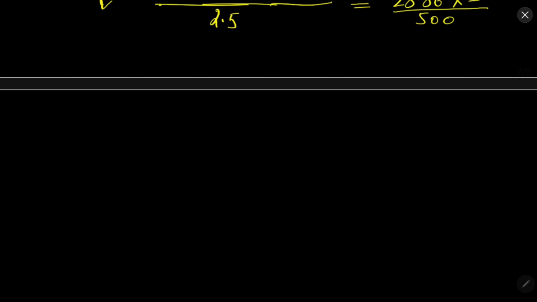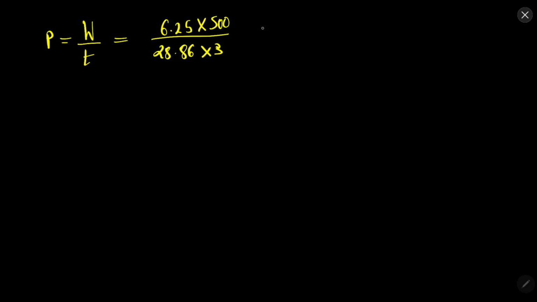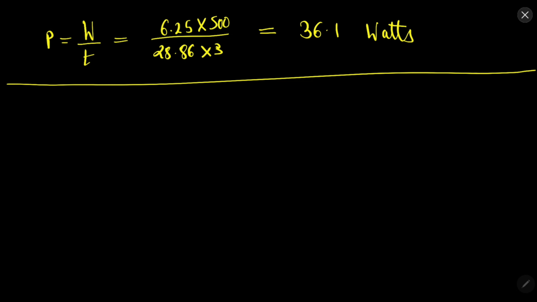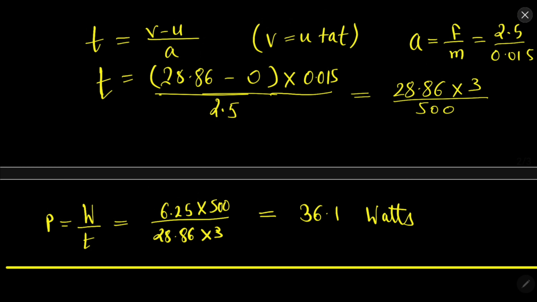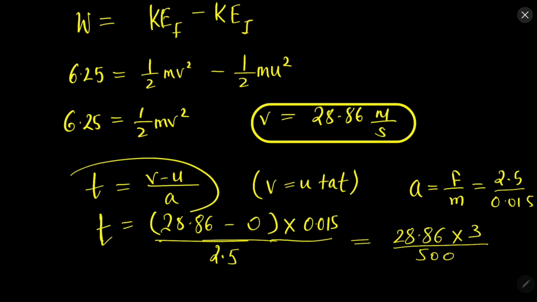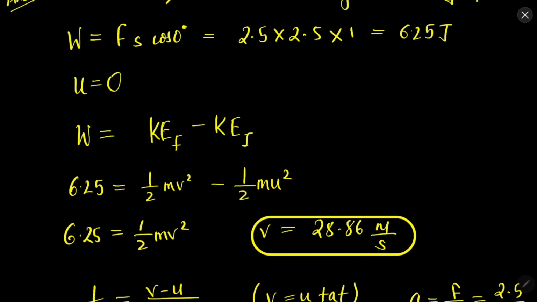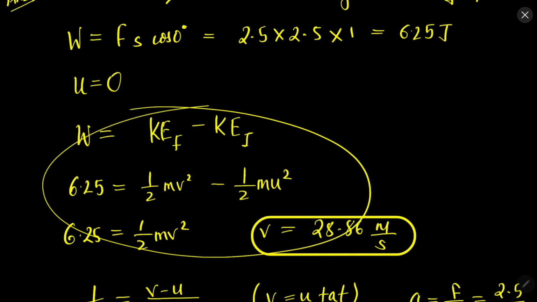Now we have time as well. So average power is work done upon time. So work done is 6.25 and upon time, so time is 28.86 into 3 upon 500. So 500 will be upstairs. After solving this, you will get 36.1 watts. So this will be your average power. In order to find the average power, we had to find time, and time was found using this formula, and we found the final velocity using the work energy theorem.